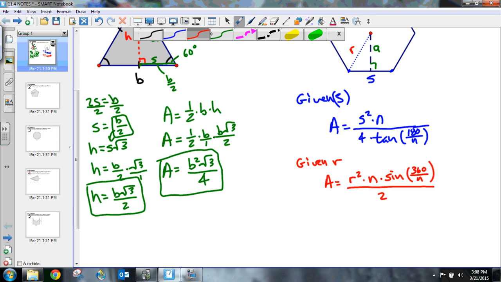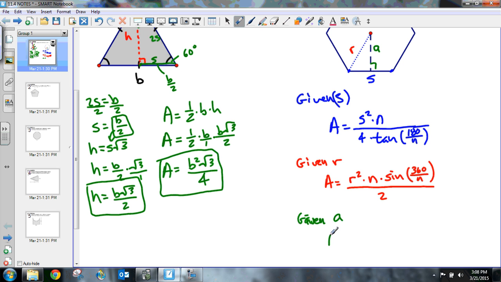Now let's say that you're given the apothem, your a value. If you're given a, the area is equal to the apothem a squared times the number of sides n times tangent of 180 divided by n.